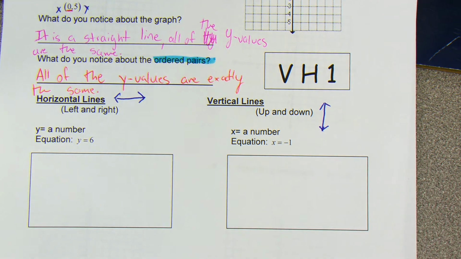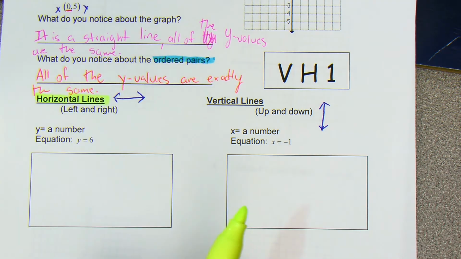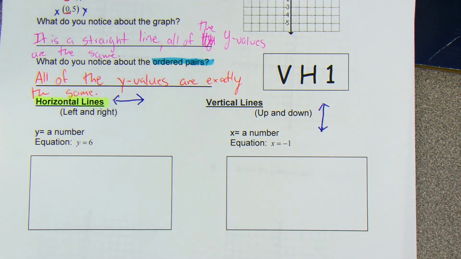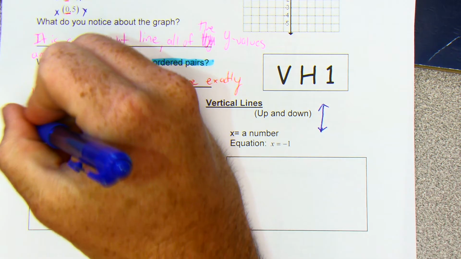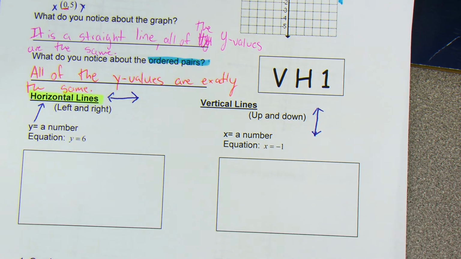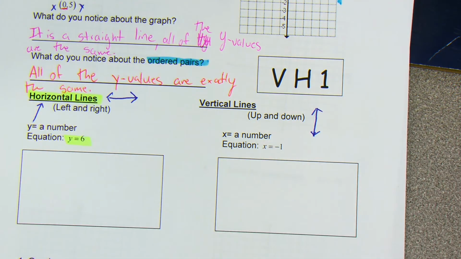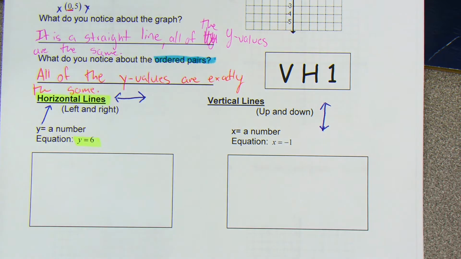So in our equations, we'll always have y equals a number for our horizontal lines. Horizontal lines are always going to be y equals a number. Our equation here is y equals 6, so 6 is going to be our number. Y equals a number, y equals 6.